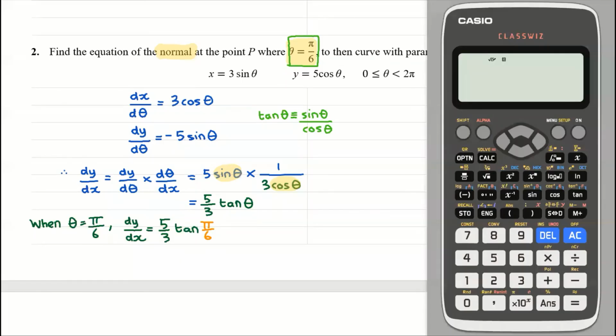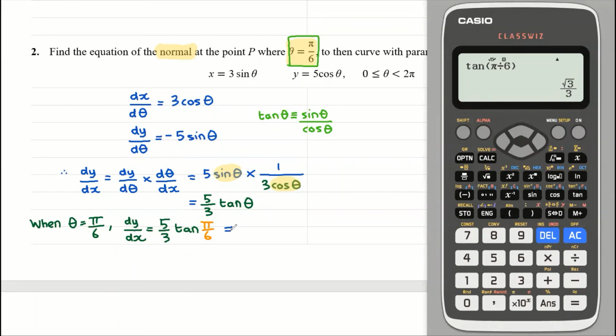Okay, and if you're not sure, let's just put that in. So we'll just make sure you set on radians. So the tan of pi divided by 6. Should know this really, but okay, so that's root 3 over 3, or 1 over root 3 you might get. All right, so we can write that in.